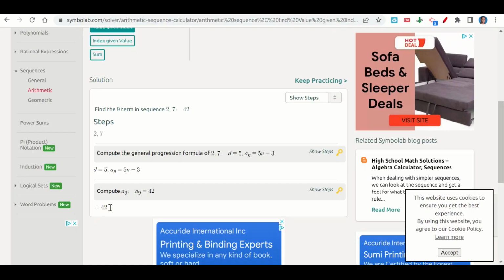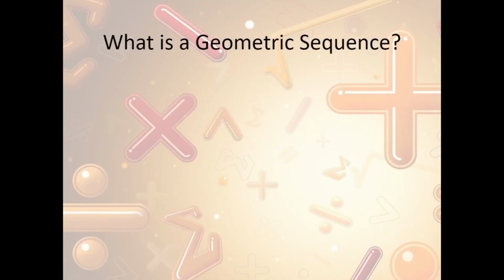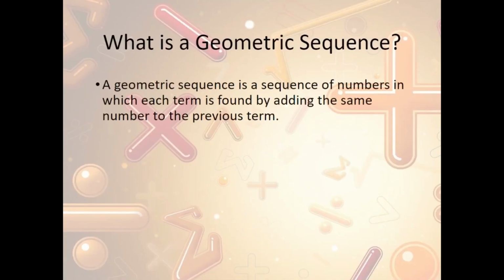What is a geometric sequence? A geometric sequence is a sequence of numbers in which each term is found by multiplying the same number to the previous term. An example of this would be 2, 4, 8, 16, 32.